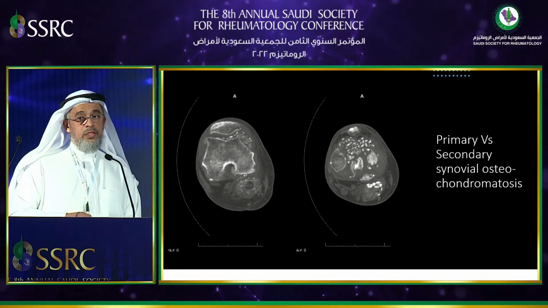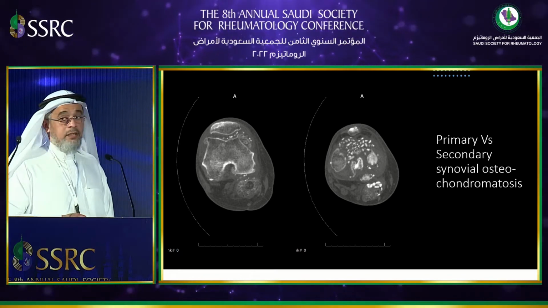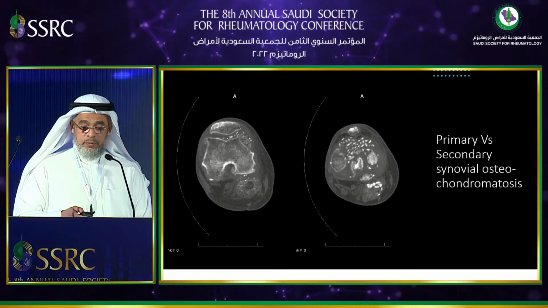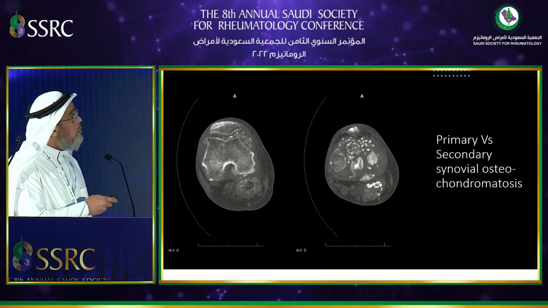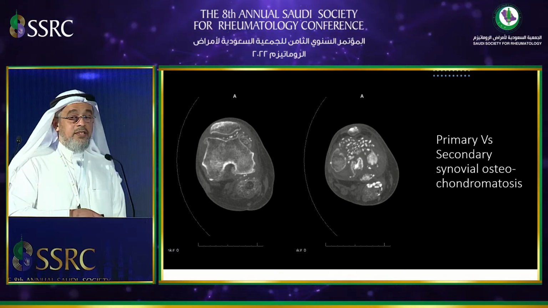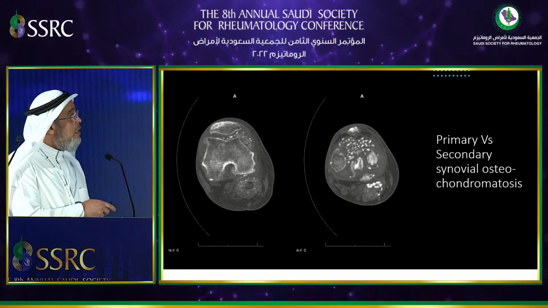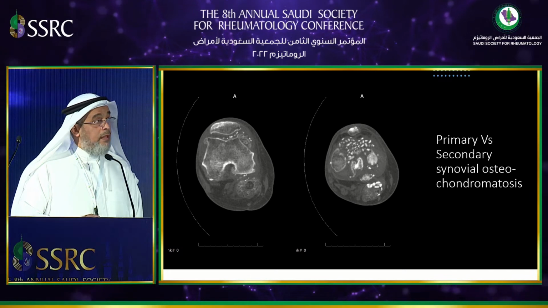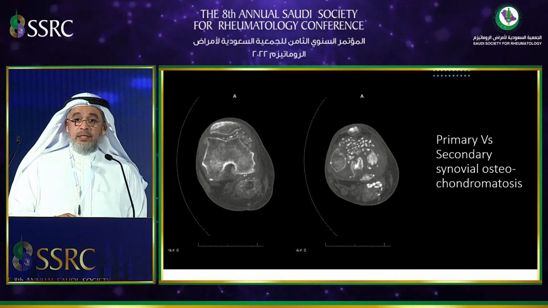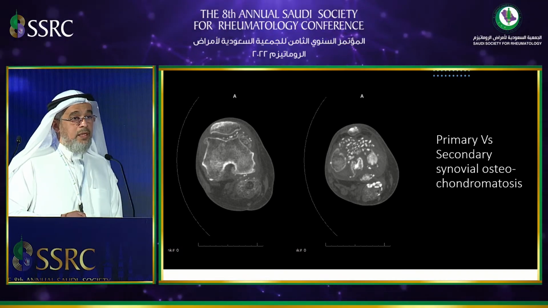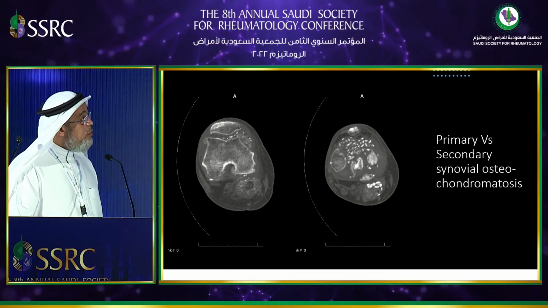How can we differentiate between primary or secondary synovial osteochondromatosis? It is this: if you see secondary degenerative changes, this is secondary synovial osteochondromatosis. If you don't see any evidence of degenerative changes or osteophytes, this is the primary type of synovial osteochondromatosis.